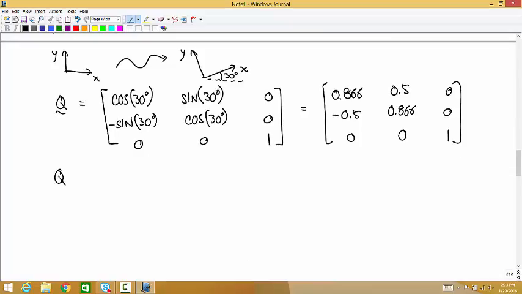And so then Q transpose, what were columns are now rows. So 0.866, negative 0.5, 0, 0.5, positive 0.866, 0, 0, 0, 1.